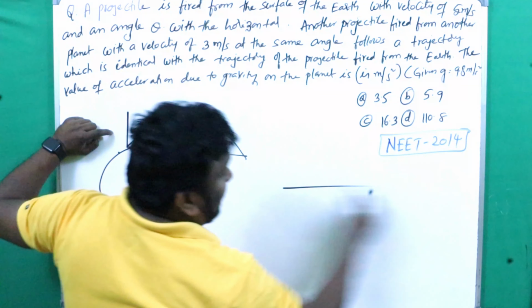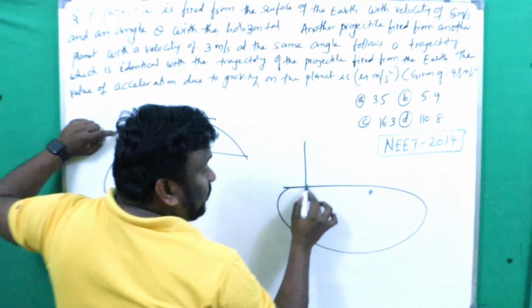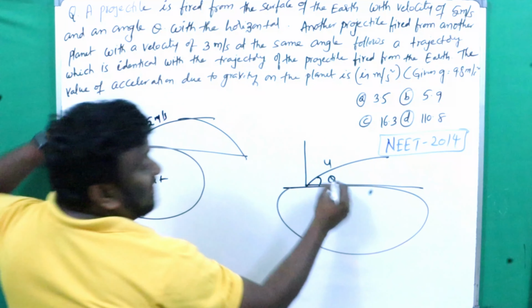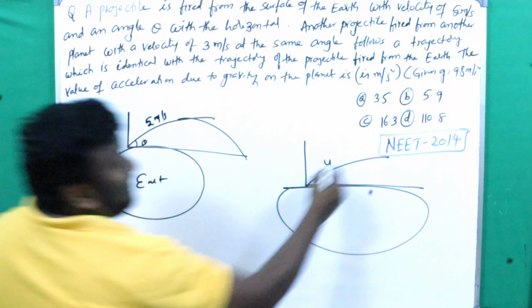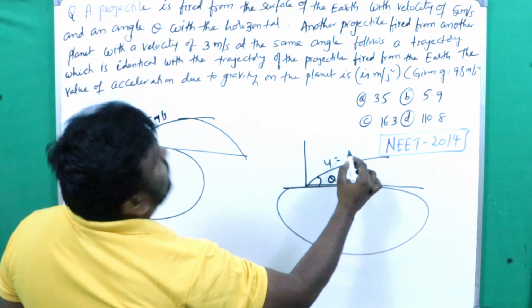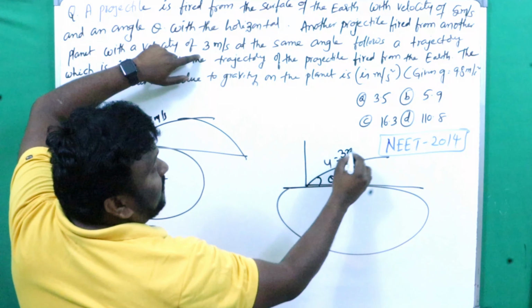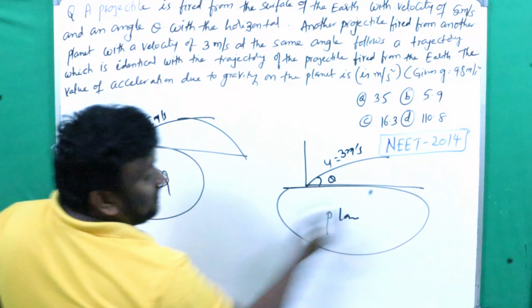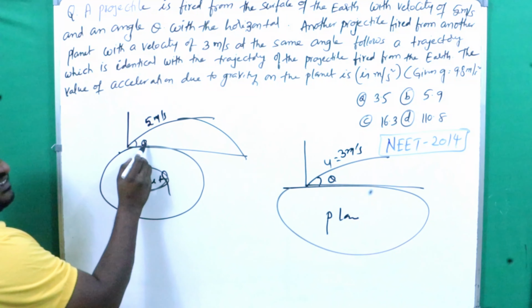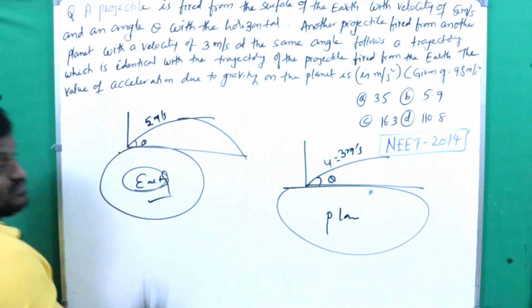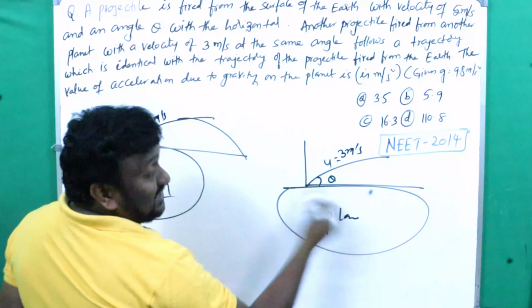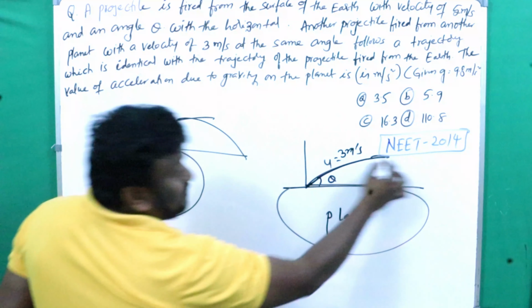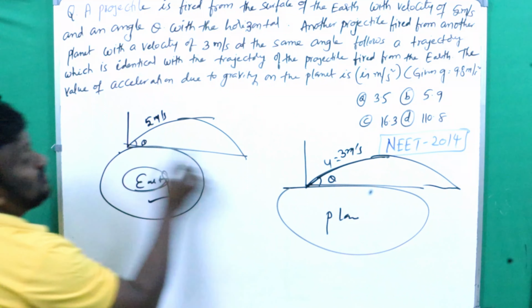And next we have another planet. Again we are projecting another projectile at the same angle theta, but here with velocity u equal to how much was given? 3 meter per second. This is the earth and this is the planet. So one projectile is projected with angle theta with velocity 5 meter per second on earth, and another projectile is projected from the other planet with the angle theta, and both are having identical trajectories.